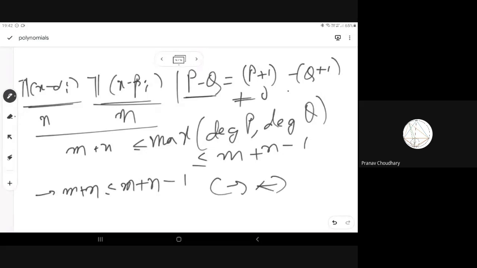Okay, so does anyone have any queries regarding this? This finishes the problem. Anyone has any questions regarding this?